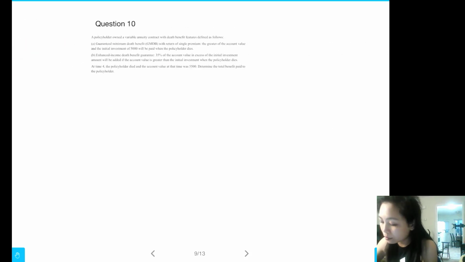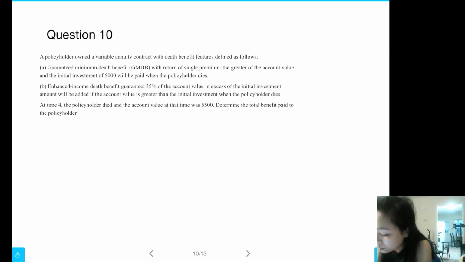Alright, question 10. A policyholder owns a variable annuity contract with a death benefits feature defined as follows. GMDB will return of single premium the greater of the account value and the initial investment of $5,000 will be paid when the policyholder dies. Enhanced income death benefit guarantee: 35% of the account value in excess of the initial investment amount will be added if the account value is greater than the initial investment when the policyholder dies. At time 4, the policyholder died and the account value at the time was $5,500. Determine the total benefit paid to the policyholder.